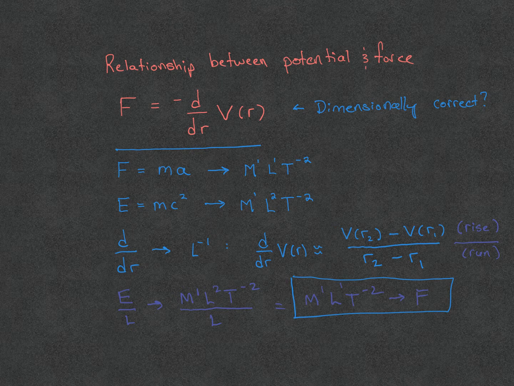It helps to actually see some of these potentials before we make our assessment if our negative sign is correct. But at least at this point, what we've done is we've made an argument that the derivative with respect to a length variable of our potential should yield a force, because that makes dimensional sense.